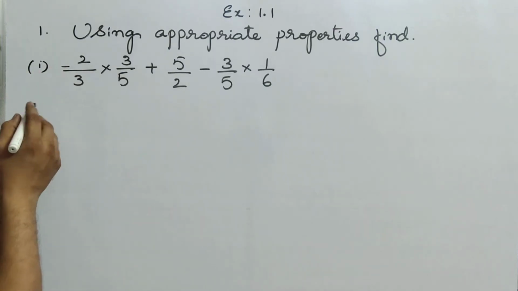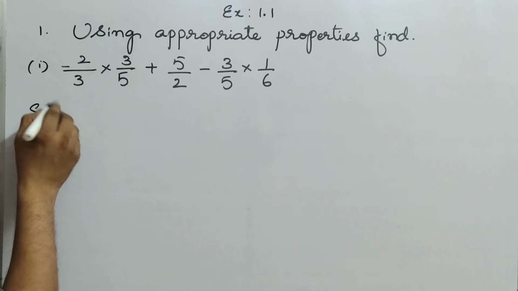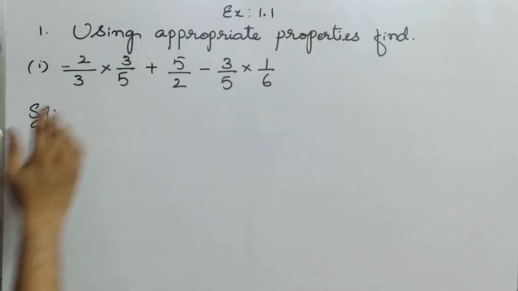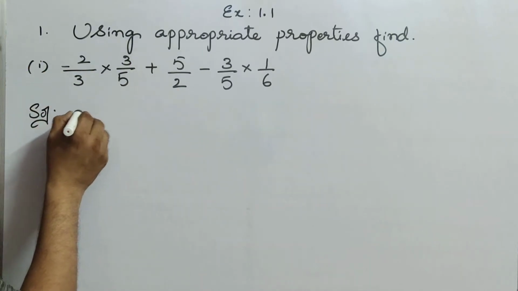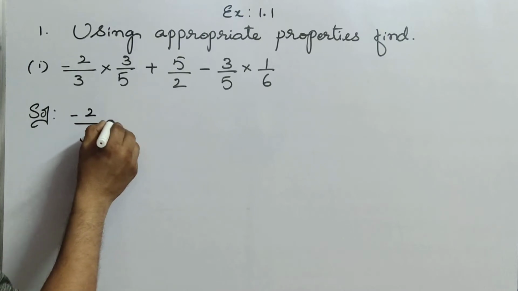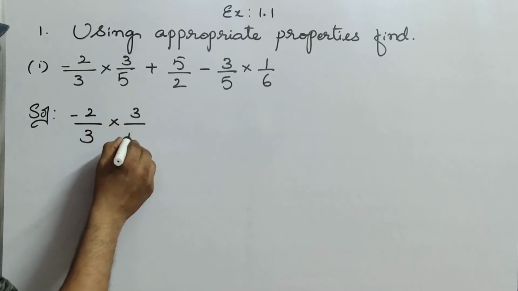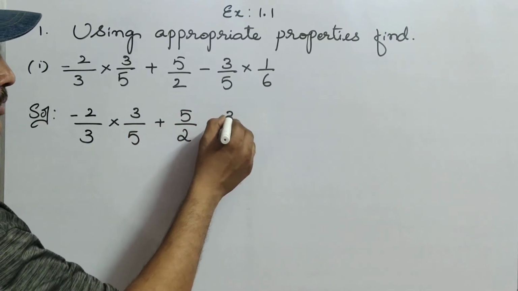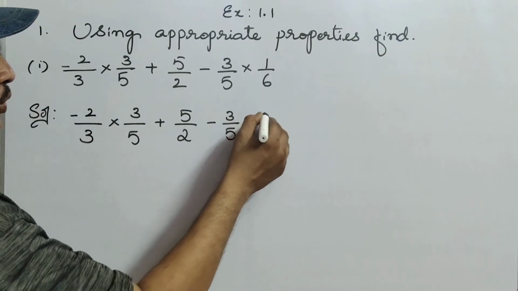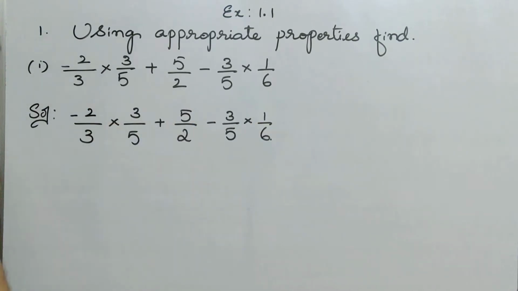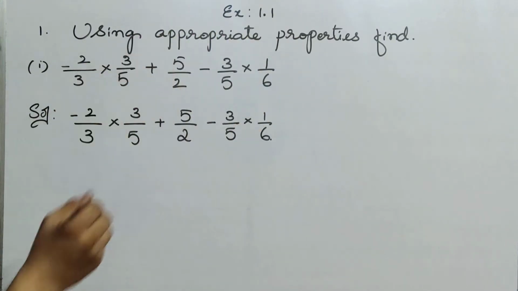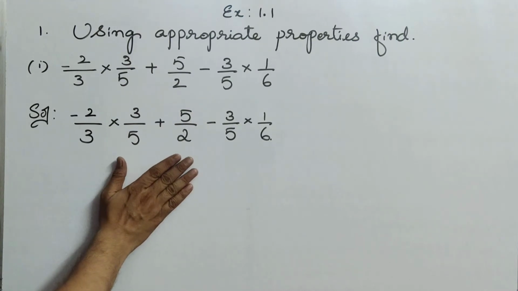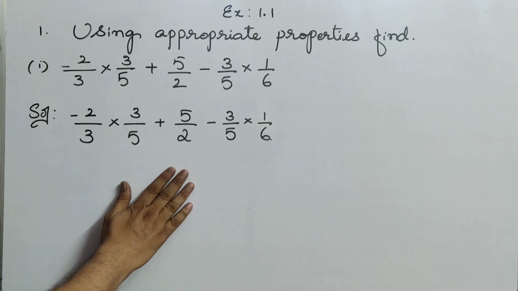But here, the first thing you have to observe is whether any fraction number is equal in this whole question. Okay. First write the question. Minus 2 by 3 into 3 by 5 plus 5 by 2 minus 3 by 5 into 1 by 6. Okay. Now it is asking for the appropriate property. Appropriate property means what? Suitable property. Which property will suit for solving this problem? We have to use that property.